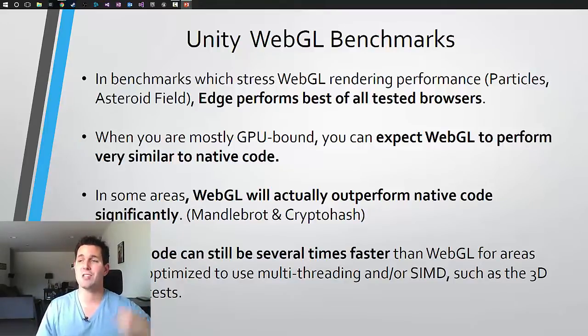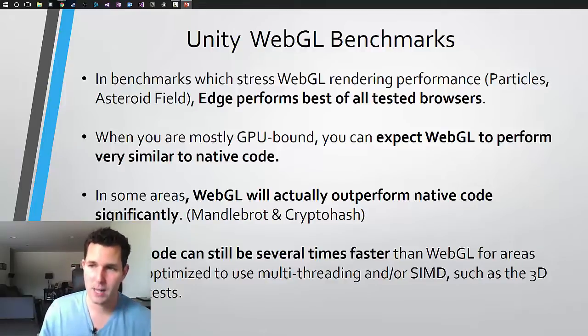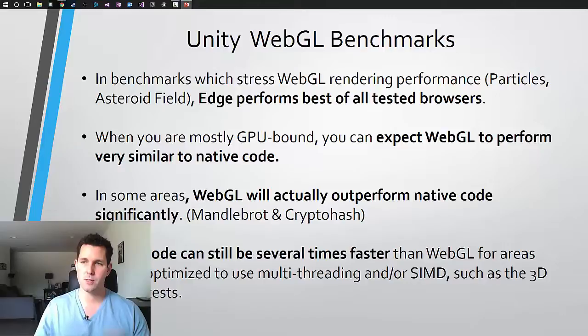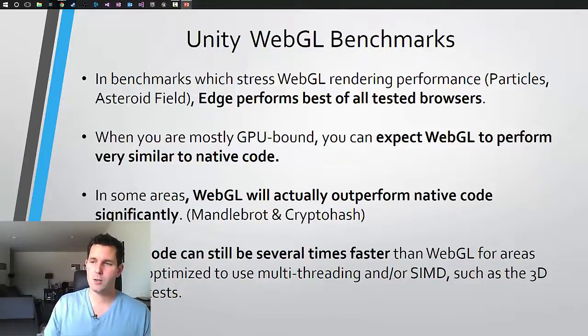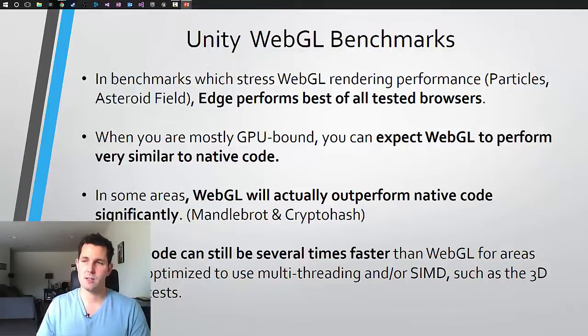So in some areas, WebGL will actually outperform native code significantly, and we saw this two slides ago, and this was Mandelbrot and CryptoHash. This is for cases in which tests rely on a lot of script performance, as both of those scripts, their algorithms were implemented in C#. And finally, native code can still be several times faster than WebGL for areas heavily optimized for multi-threading and/or SIMD, which is single instructions, multiple data, such as the 3D physics test. So again, SIMD not supported by every browser just yet. And like I mentioned earlier, we don't have multi-threading available to JavaScript.